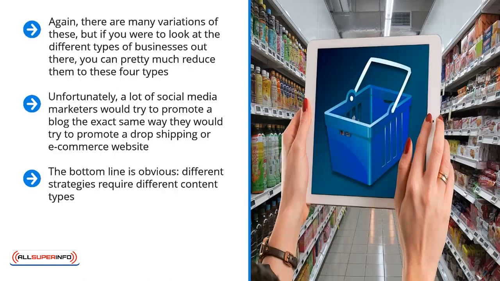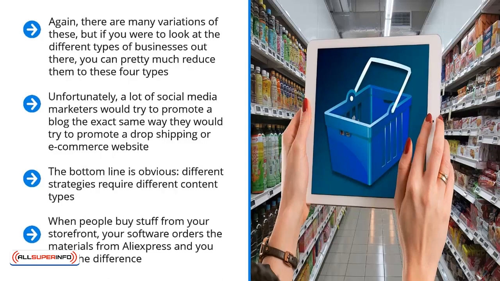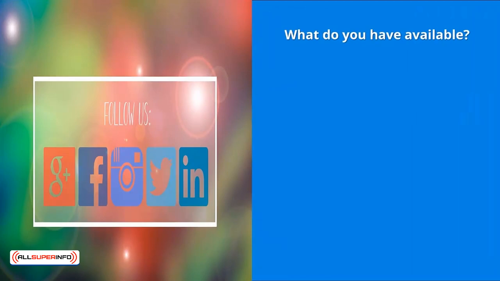Do you have a dropshipping online store? Maybe you built it with Shopify and you use Oberlo to get products from AliExpress. When people buy stuff from your storefront, your software orders the materials from AliExpress and you keep the difference. Maybe you sell from your own inventory. It doesn't really matter. You run an e-commerce website. This is very different from a publishing business. Similarly, if you make your money through your mailing list, you can't market on social media the same way as you would if you had an online store. Again, different strategies require different content types. What do you have available?